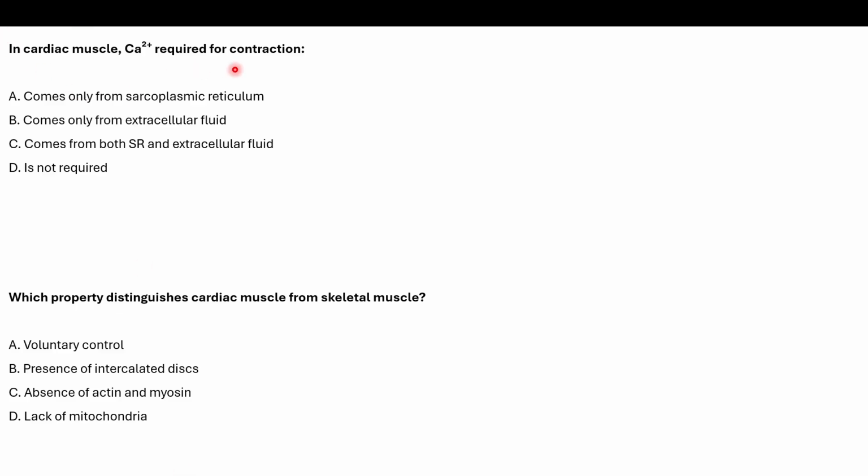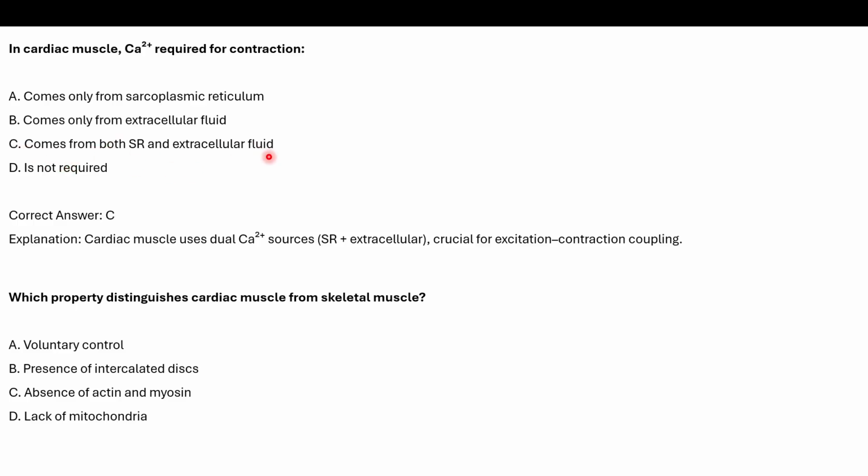So in cardiac muscles, calcium ions required for contraction are stored in the sarcoplasmic reticulum, and they can come from both the sarcoplasmic reticulum as well as the extracellular fluid. Okay, which is actually essential for excitation and contraction coupling. Which property distinguishes cardiac muscles from skeletal muscles? Voluntary control. Skeletal muscles are voluntary, cardiac muscles are involuntary. Cardiac muscles have intercalated discs, absence of actin and myosin. Presence of intercalated discs allows electrical coupling and synchronized contraction in the cardiac tissue.